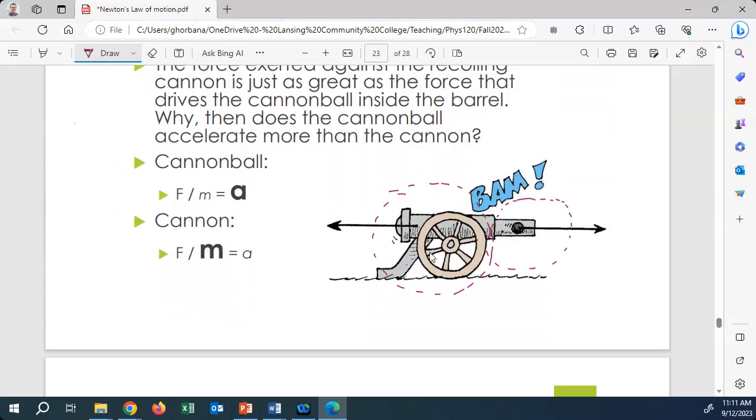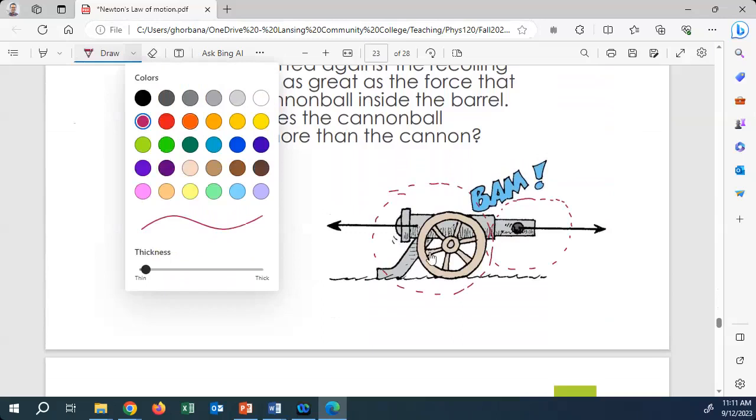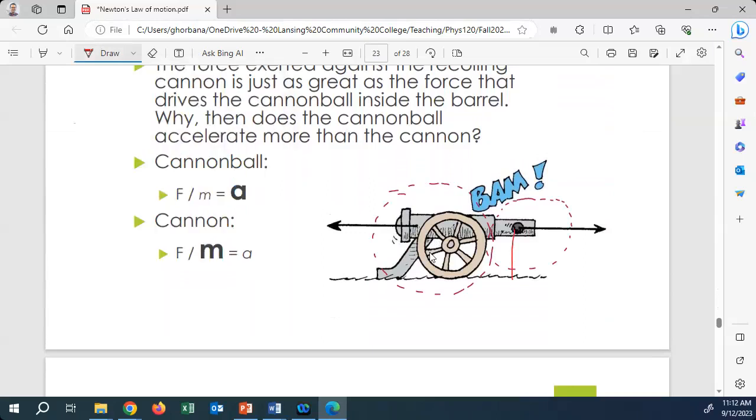So first, I would like to analyze the cannonball forces. How many forces do we have? 2, 3, 4. I don't know. Emily, I know gravity. Perfect. Let's go one by one. Force of gravity. Pushed out. Okay, so what does it mean?